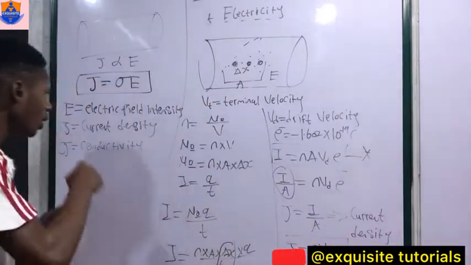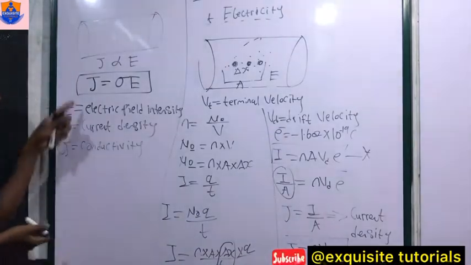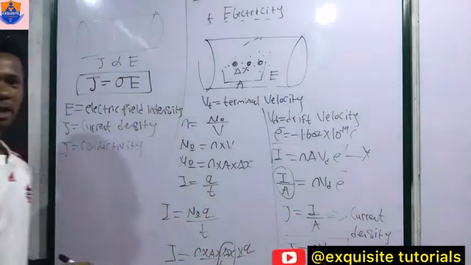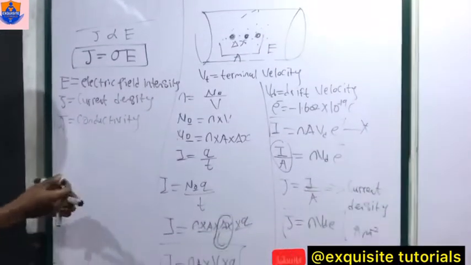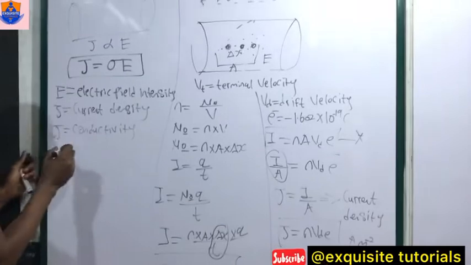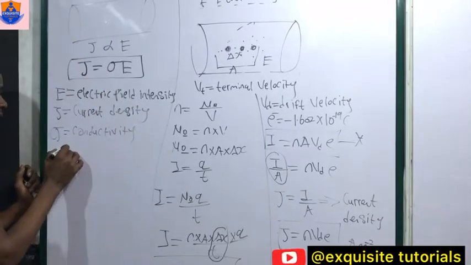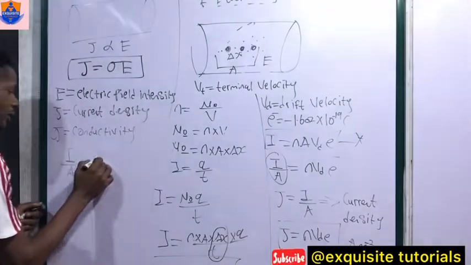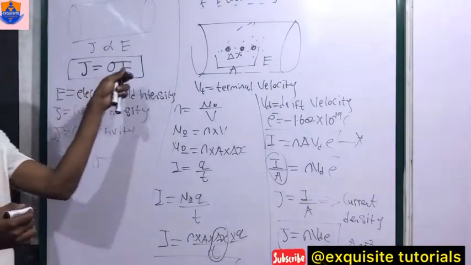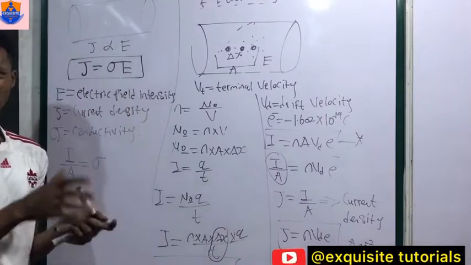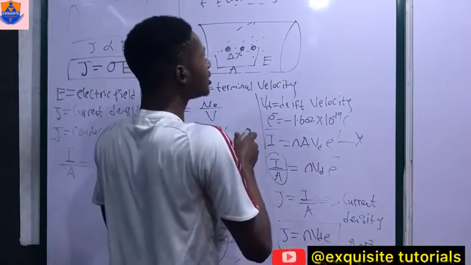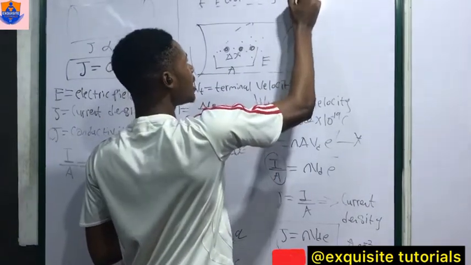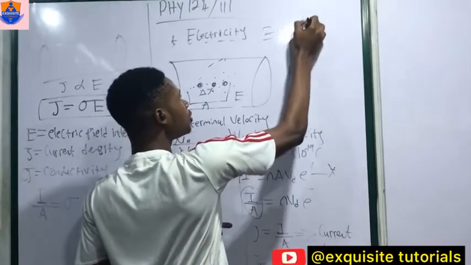Now, let's make some other derivations. Recall again, current density is equal to I over A, the amount of current we have in a unit area. Current density is I over A. I can now substitute, and I will have I over A is equal to sigma times the electric field intensity. Remember, it has its own name. Electric field intensity is also called electric potential gradient.